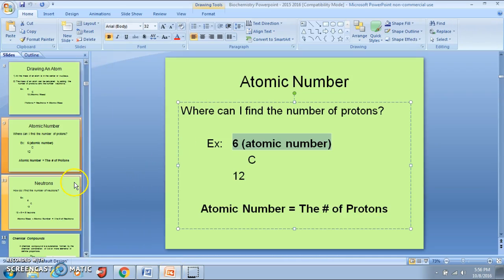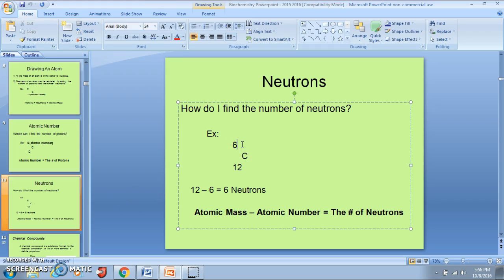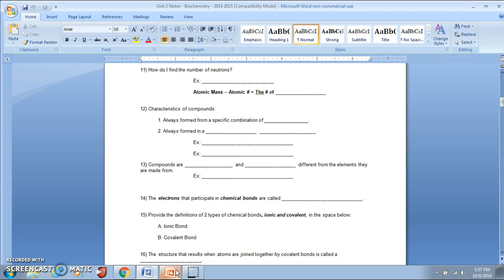Okay, for number 11, how do I find the number of neutrons? Well, if I know that I have 6 protons and I have an atomic mass of 12, which is protons plus neutrons, I can simply take that atomic mass and subtract the atomic number, the number of protons, to get the number of neutrons. Okay? So atomic mass minus atomic number is the number of neutrons. Please go ahead and fill in this information to number 11.